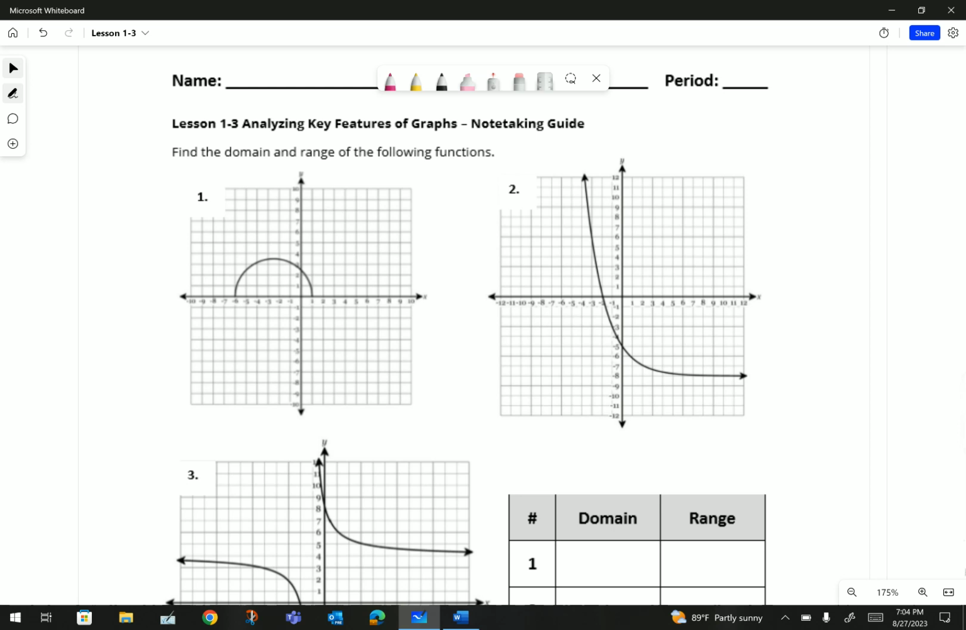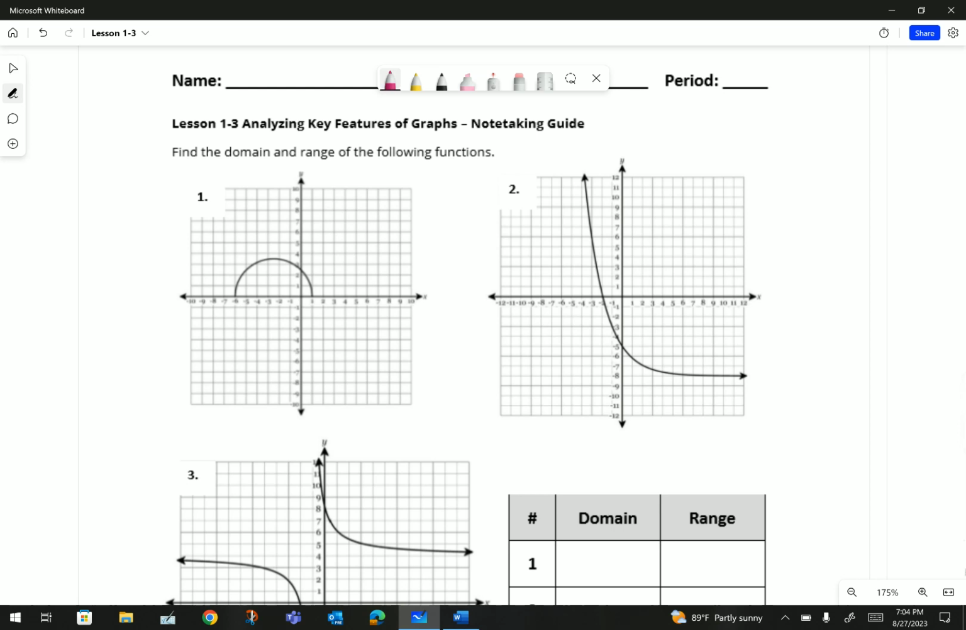Okay, so this is a bit of a review from lesson 1-1, a warm-up. So go ahead and pause and take a few seconds to quickly jot down the domain and range of the following graphs. Let's take about maybe 3 minutes and then unpause and come back. Okay. So hopefully you took the time to do that.